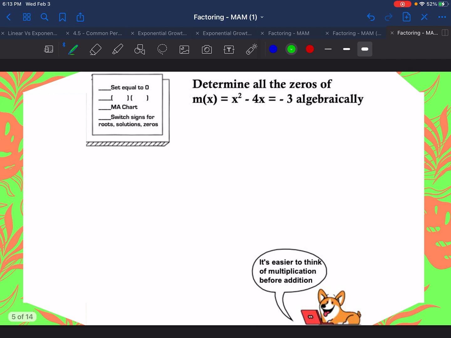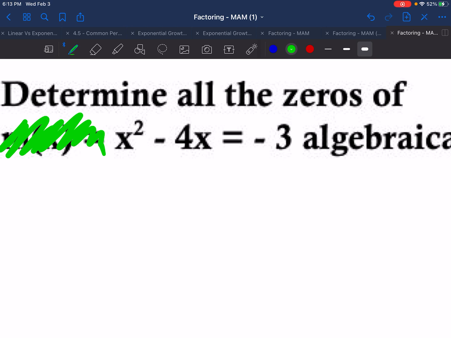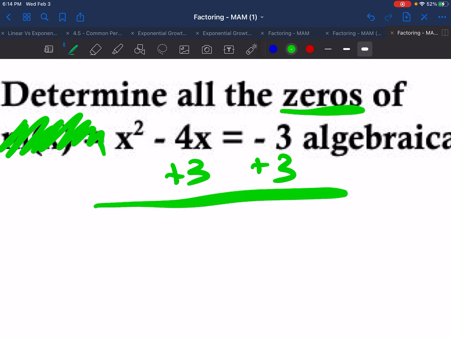Let's do another one. I need to first set this equal to 0. I accidentally put two equal signs. Right now, this does not equal 0. What does it equal? Yeah, it equals -3. How do I get rid of a -3? I do the opposite. What's the opposite of -3? +3. So I can just add 3 on both sides. I have to do this because in order to determine the zeros, it has to equal 0. And let me show you how that happens.